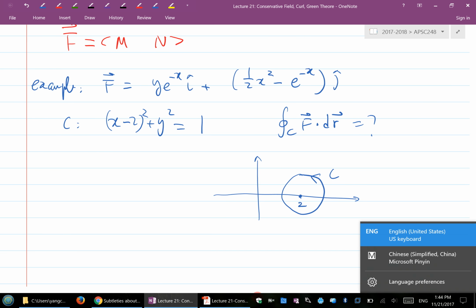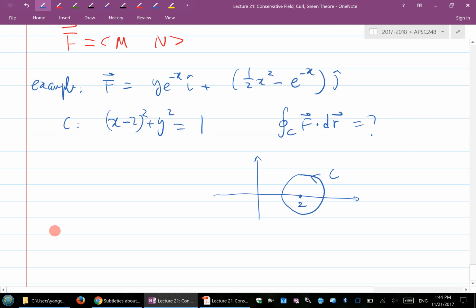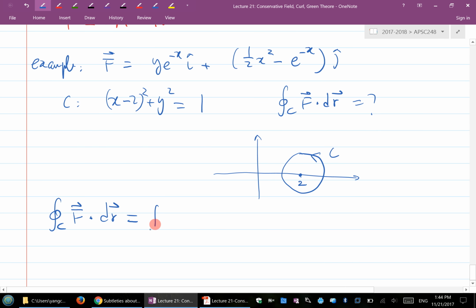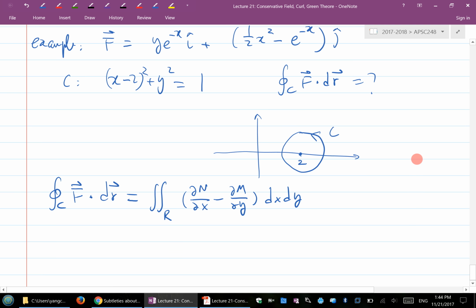Okay. But I don't want to do that. I want to use Green's theorem, okay, to do this. Use Green's theorem, right? If I use Green's theorem, let's see what's going to happen here. So here is Green's theorem, right?